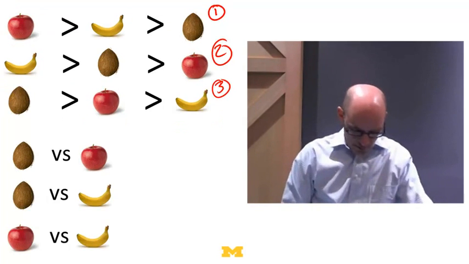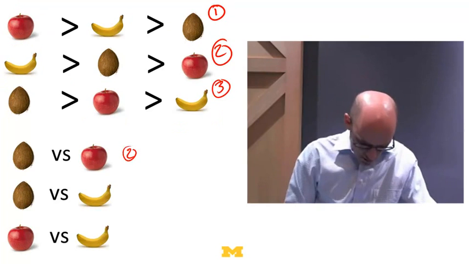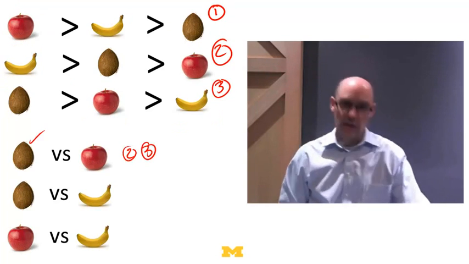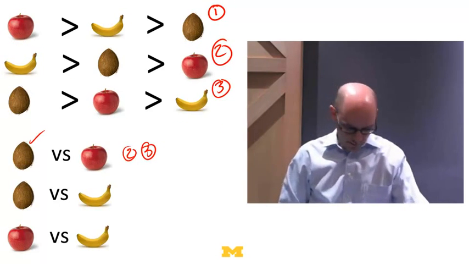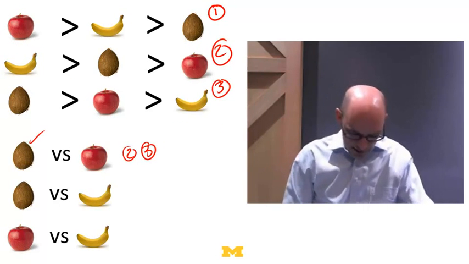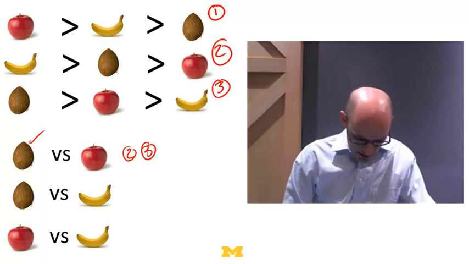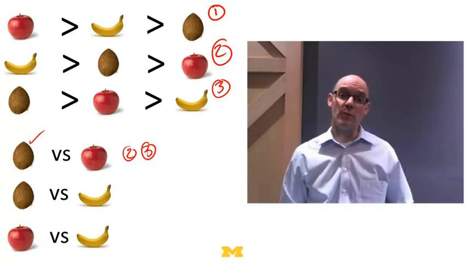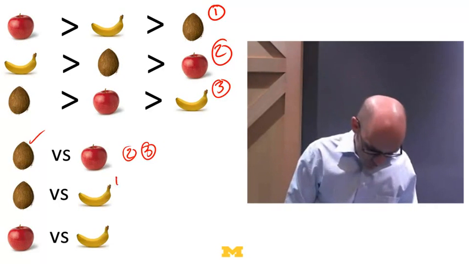If we do coconuts versus apples, we see that person 2 and person 3 prefer coconuts. So coconuts is going to win 2-1. If we look at coconuts versus bananas, we see that person 1 and person 2 both prefer bananas to coconuts. So 1 and 2 prefer bananas, so bananas are going to win.